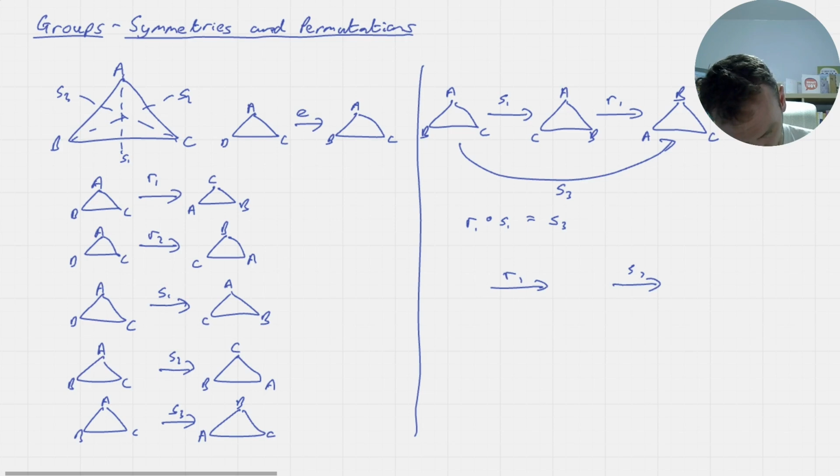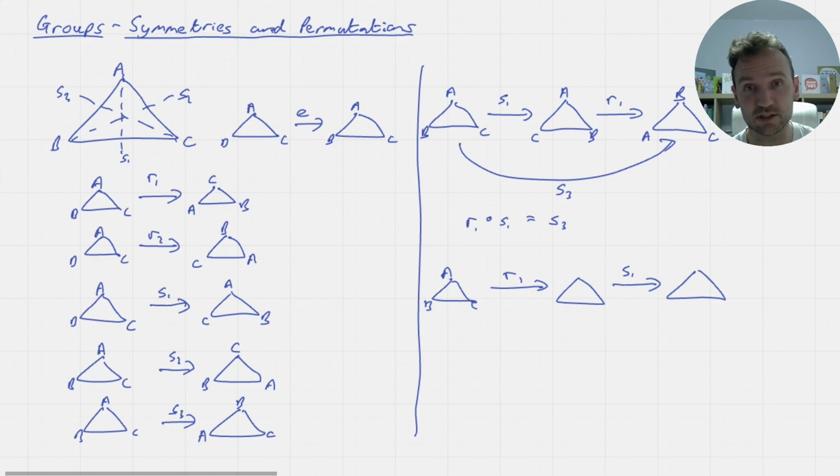So that one absolutely doesn't look like a 1, so I'm going to rewrite that. R1 and then S1, let's just consider what we've got here. So we're going to be taking our triangle ABC. We're rotating 120 degrees anti-clockwise. So it becomes A down to the bottom left, B bottom right, and C here. And then we're reflecting through this vertical line here. So the C is going to stay where it is, and the B and A are going to switch.